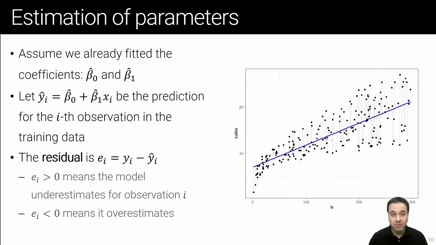So in this case, we talk about the residuals. Let's say we already fitted the model. Say we have here again the example of the sales of the product by TV advertising. And let's say that we already fitted this blue model. That means we chose a specific estimate for beta 0 and a specific estimate for beta 1. Then we might ask the question, how good is that model?